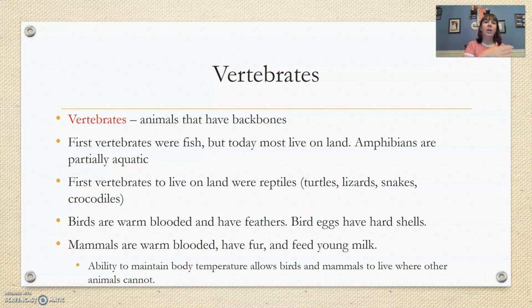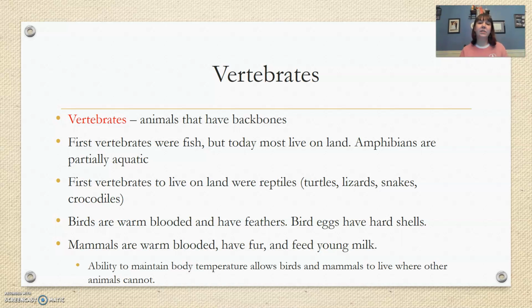So from fish, amphibians moved onto land, and they're still kind of half and half. They're partially aquatic. They will live on land, think frogs, salamanders, but then they have to go back to water to lay their eggs for the next generation. The first vertebrates to live exclusively on land were reptiles, so turtles, lizards, snakes, crocodiles, dinosaurs. They were the first ones to live exclusively on land.